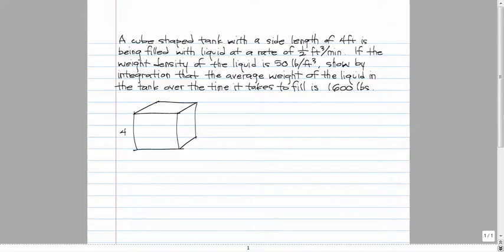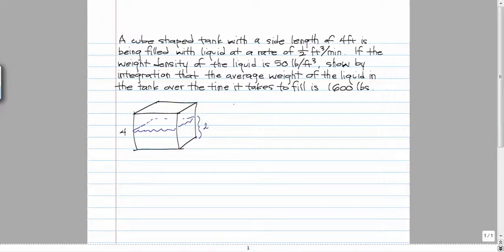And we know, or at least we're guessing, that the average weight of the liquid over the time it takes to fill the tank is 1,600 pounds because we would assume, if it's filling at a constant rate, that the average weight over the time will be equal to the weight of the liquid when it fills half the tank. So we can illustrate that quickly. We've got our liquid in here filling up half the tank, filling the tank to a height of 2 feet.